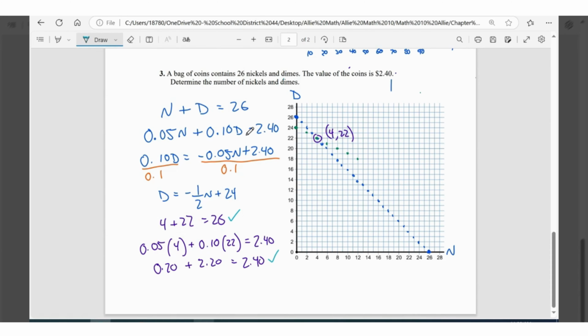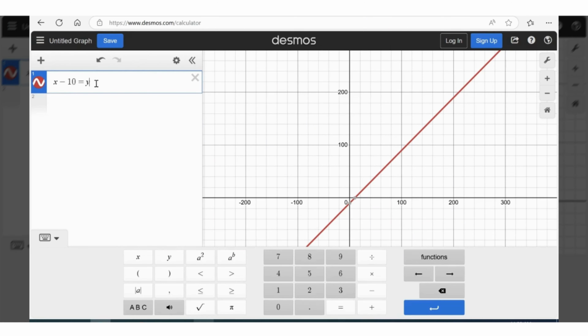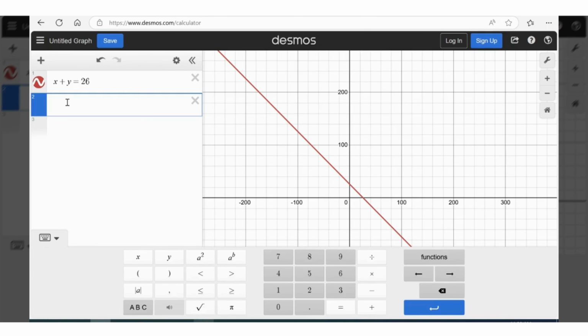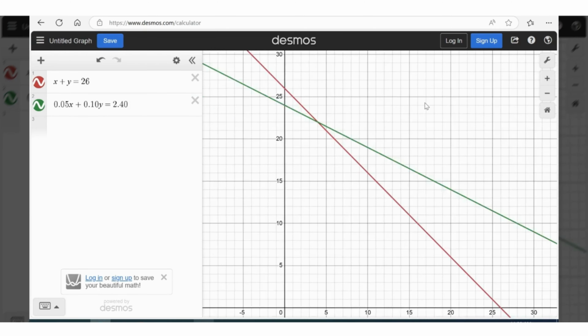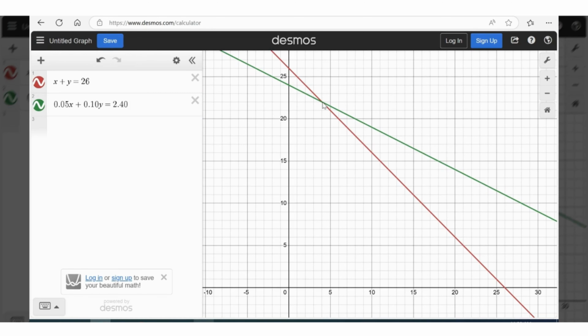And just briefly, I'll show you our equations here. Remember, we had our x plus our y, so our nickels plus our dimes equaled 26. And we had 0.05 times our nickels plus 0.10 times our dimes equaled $2.40. And we should have a point of intersection where we did before. I think there's a way of finding exactly, and maybe if I hover over it, yeah, there you go, 4, 22. And that was our answer.